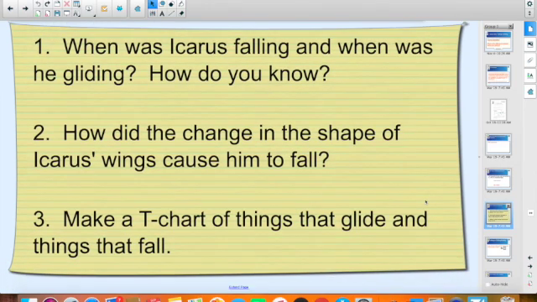How did the change of the shape of Icarus' wings cause him to fall? This is where we got into surface area. We talked about how the surface area of his wings got smaller, therefore the air could not provide him the lift he needed. And then we made a T-chart of things that fall and glide, and I'm going to show you that.